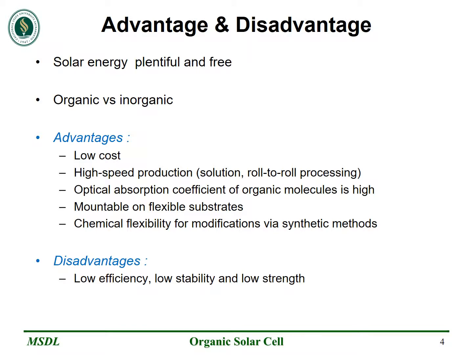Let us talk about advantages and disadvantages of organic solar cells. Solar energy is plentiful and free. Why organic instead of inorganic? There are advantages: low cost, high speed production, high optical absorption coefficient of organic molecules, and chemical flexibility for modification via synthetic methods. There are disadvantages as well, such as low efficiency, low stability, and low strength as compared to inorganic solar cells.